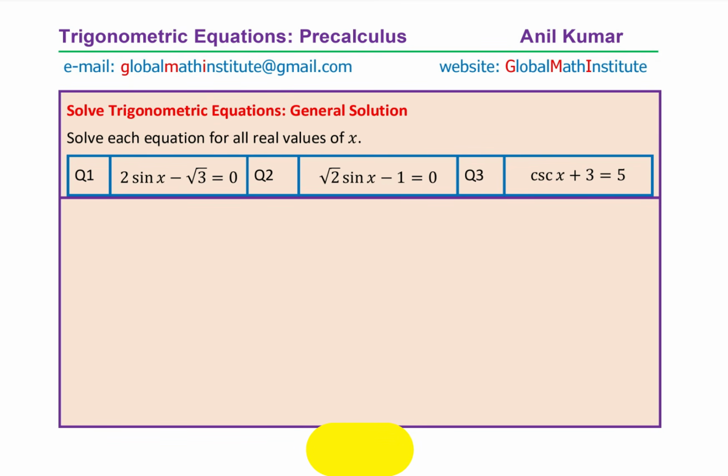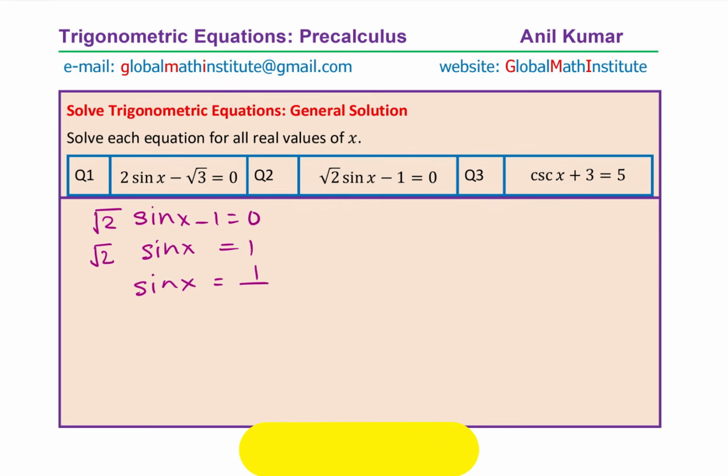Well, here is the second example. I'd like you to now pause the video, answer the question, and then check with my solution. We have square root 2 sine x minus 1 equals to 0, square root 2 sine x equals to 1, and sine x equals to 1 over square root 2.